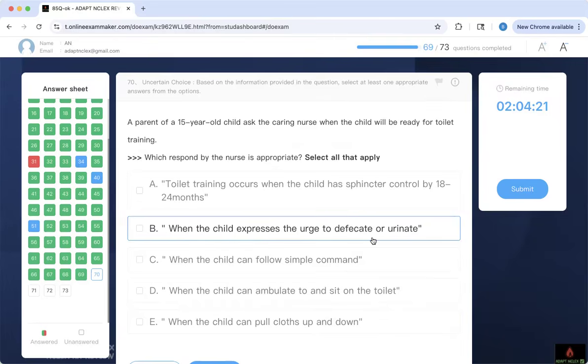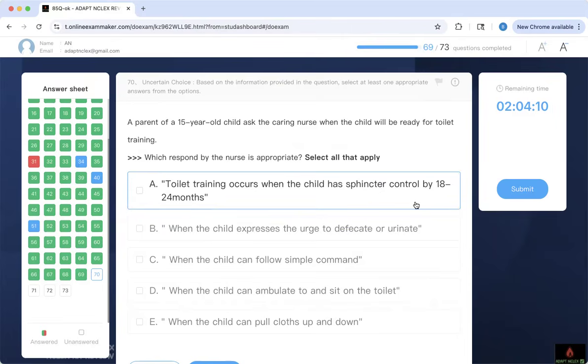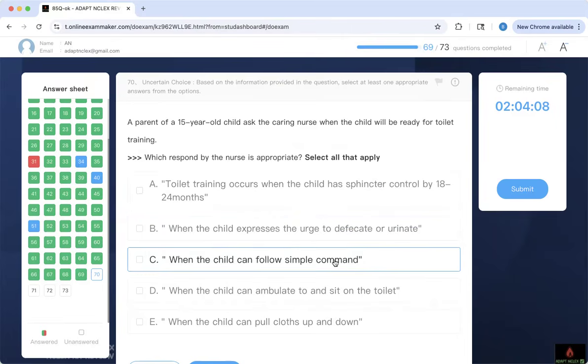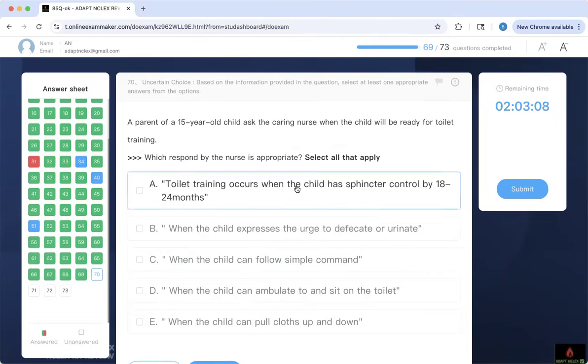A parent asks the nurse when the child will be ready for toilet training. This is key. How can you start toilet training? Toilet training occurs when the child has sphincter control, when the child expresses the urge to defecate or urinate, when the child can follow simple commands, when the child can ambulate to and sit on the toilet, when the child can put clothes up and down. Think about it. If you have a child who is going to start toilet training, which of these do you think you need to satisfy first? If they have sphincter control, that's good.